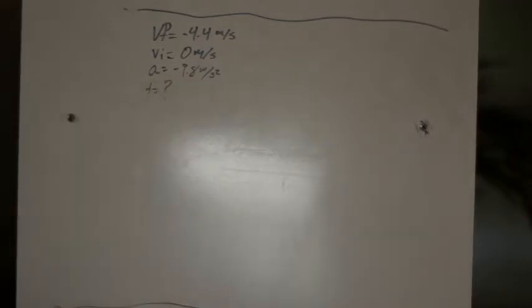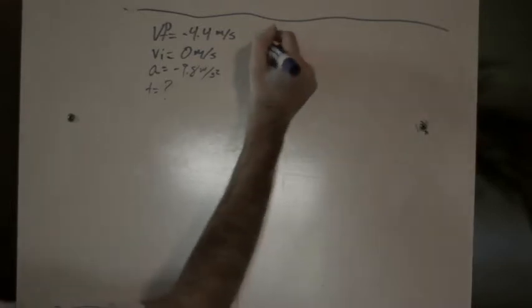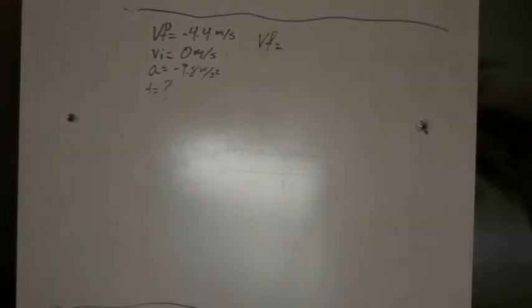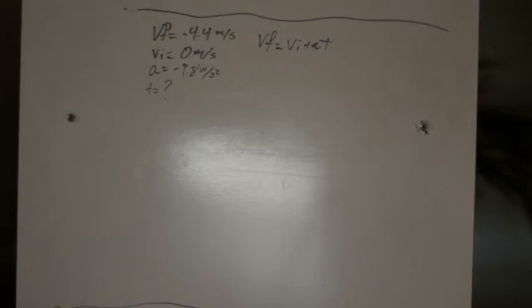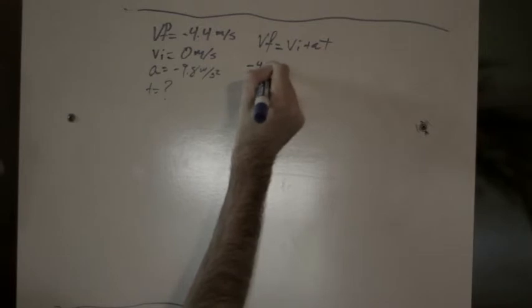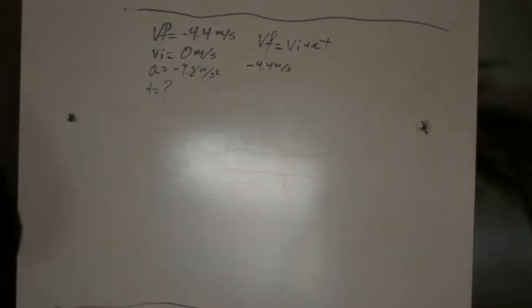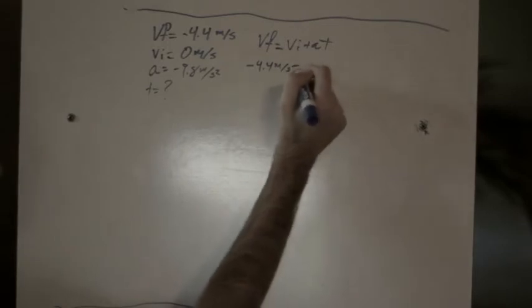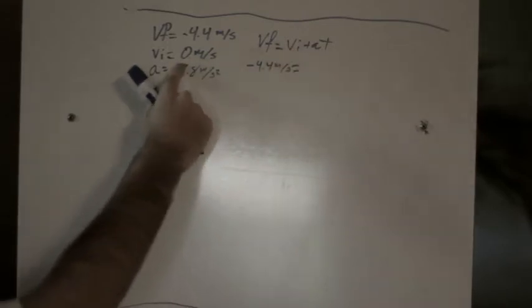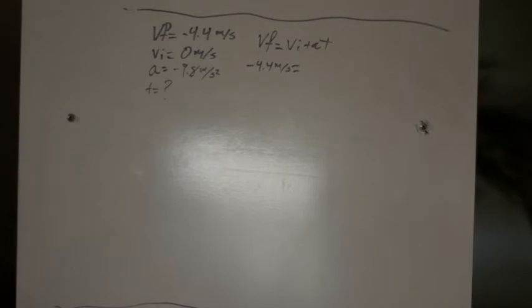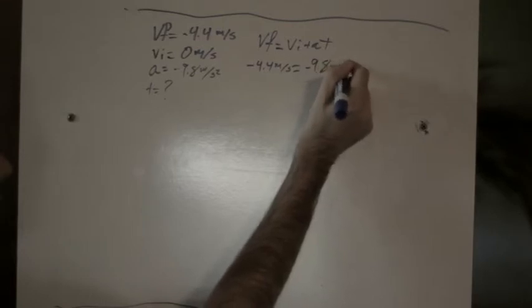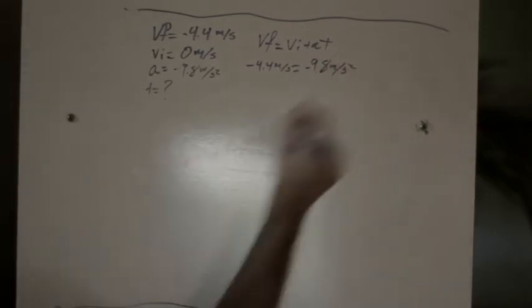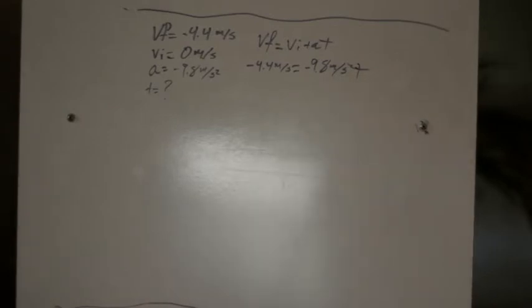To find the time, we can use this kinematic equation: final velocity is equal to initial velocity plus acceleration times time. Start plugging these in: negative 4.4 meters per second is equal to, the initial velocity is 0, so we're just going to drop that, then the acceleration, negative 9.8 meters per second squared, times time, which we don't know, obviously.